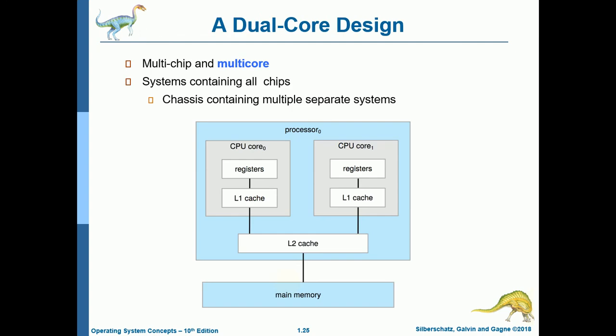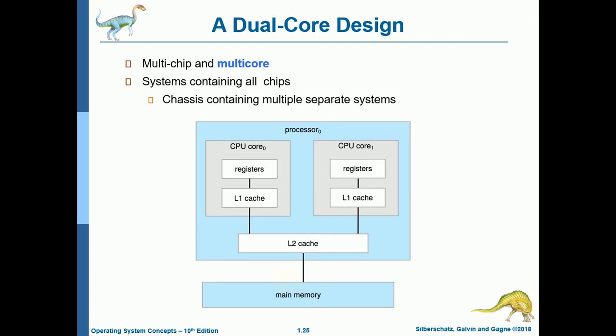Okay, next is we have a dual core design. This is also called multi-chip or multi-core. Dual core means two cores. But now, because of technology, there is octa-core, meaning 8 cores. So systems containing multiple chips, so a chassis containing multiple separate systems.